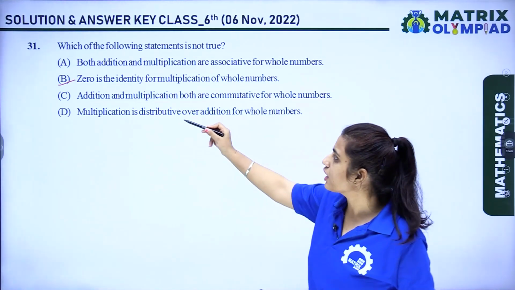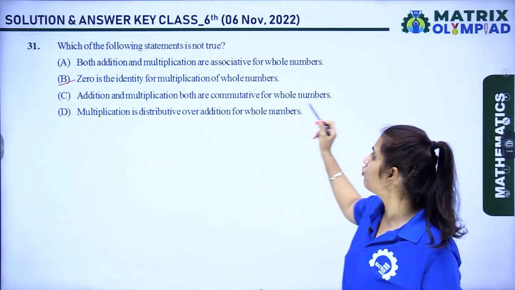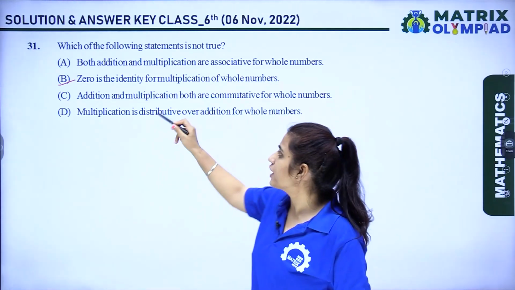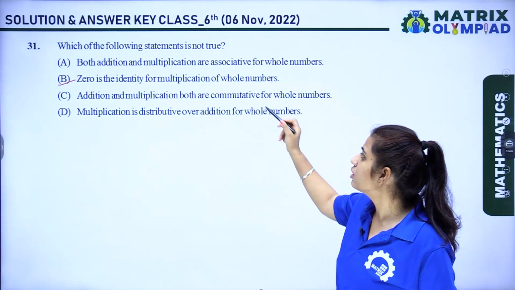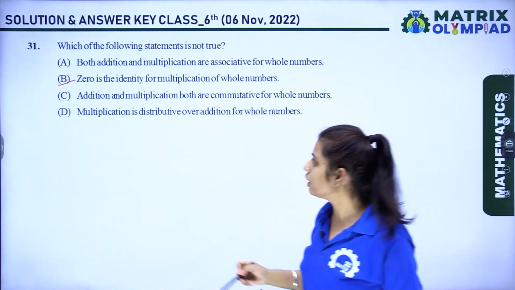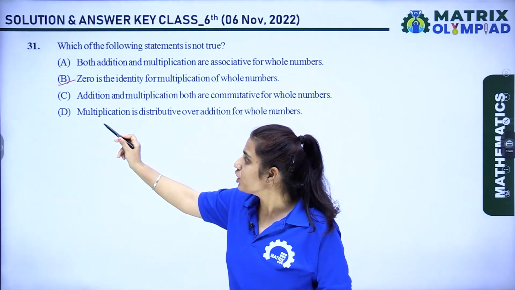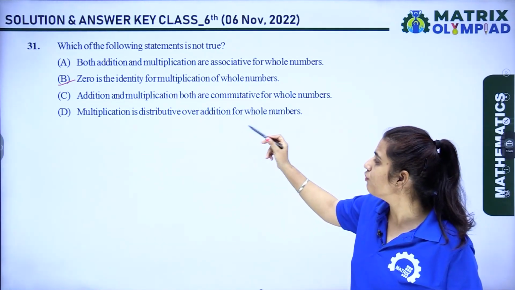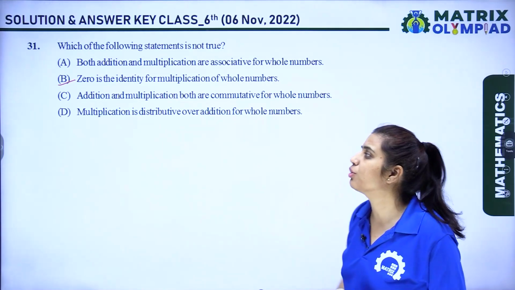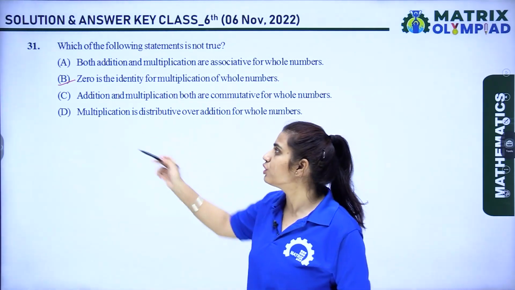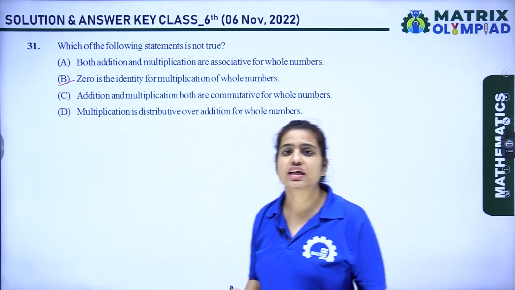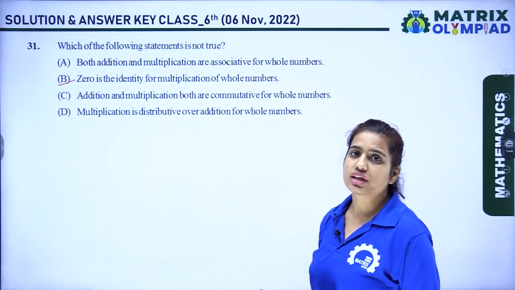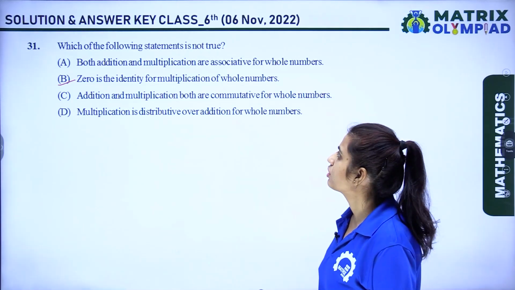Option C is addition and multiplication both are commutative for whole numbers. Yes, this statement is also true because addition and multiplication both are commutative for the whole numbers. Last option is D, that is multiplication is distributive over addition for whole numbers. Yes, option D is also true. So according to the question, option B is the incorrect statement. So here option B is the correct answer for the given question.